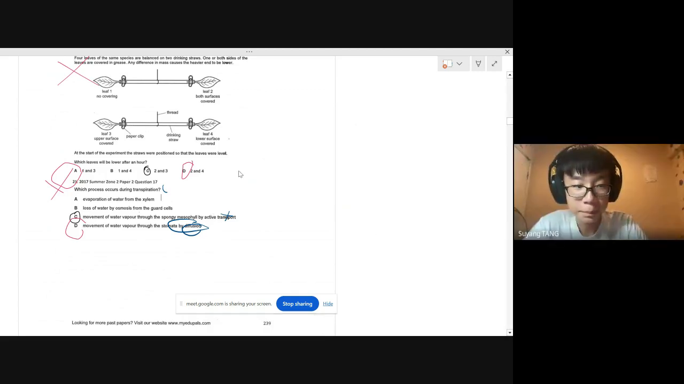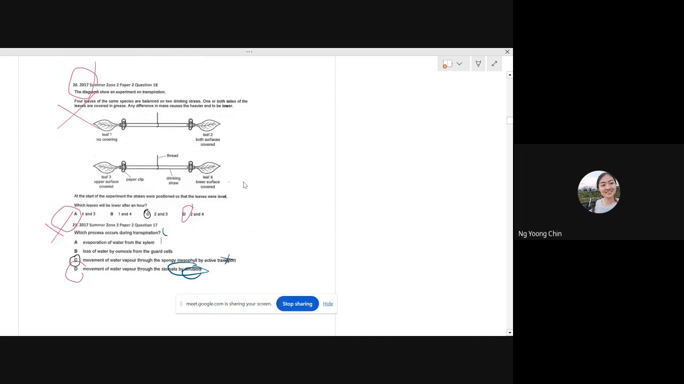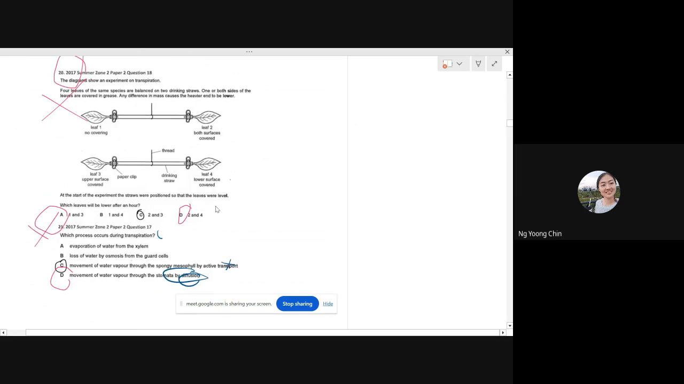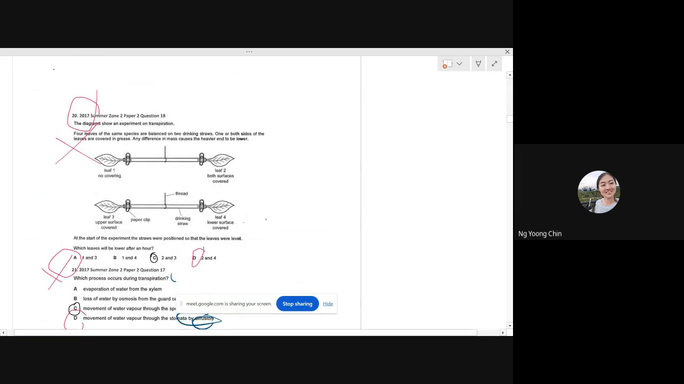So for question 20, why is the answer what it is? You can see this is leaf 1 and leaf 2, right? Leaf 1 doesn't cover any surface. Because the leaf has an upper part and a lower part, right? This is the upper part, and below it there will be the lower epidermis. So the upper part has the mesophyll cell, which is the upper surface of the leaf.